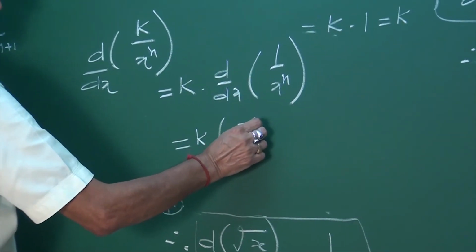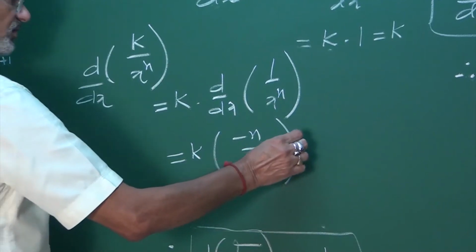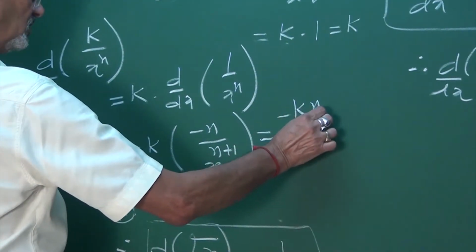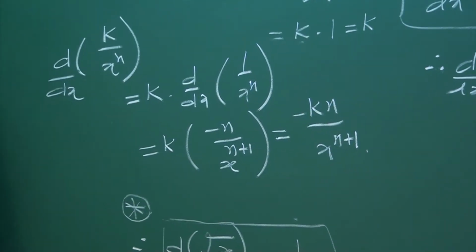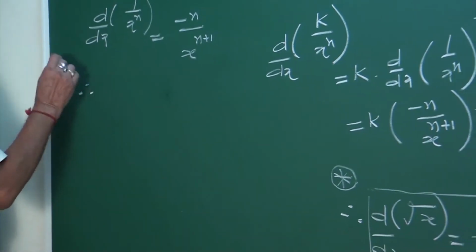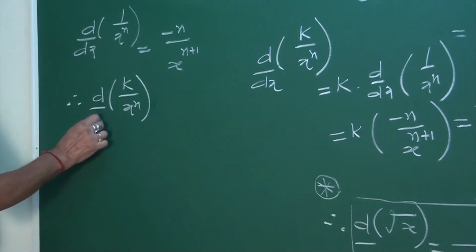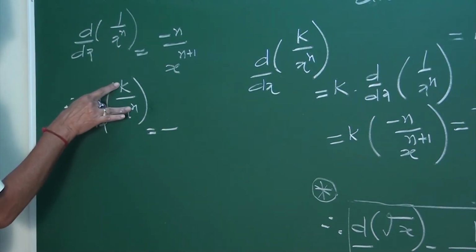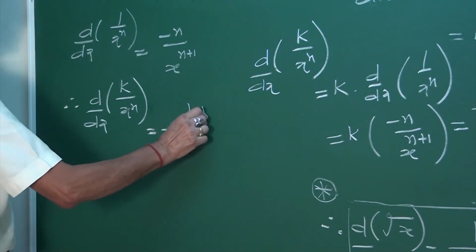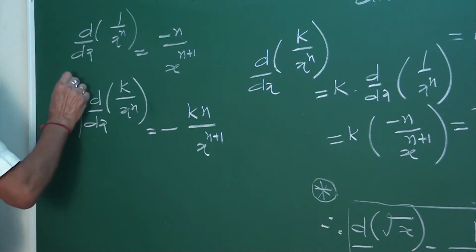My friends, you know this formula. It is k into minus n upon x to the power n plus 1. If you simplify, it is minus kn down is x to the power n plus 1. Therefore, the derivative of k upon x to the power n with respect to x has a sign change, minus. Multiply these two, k into n, kn, and down is x to the power n plus 1.